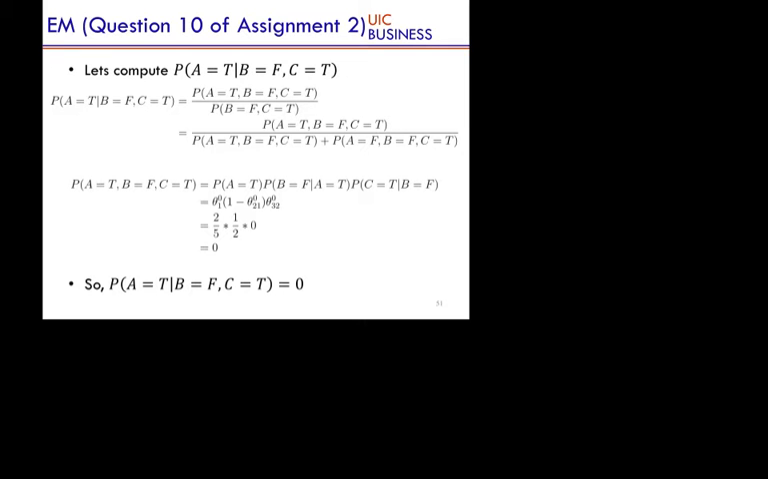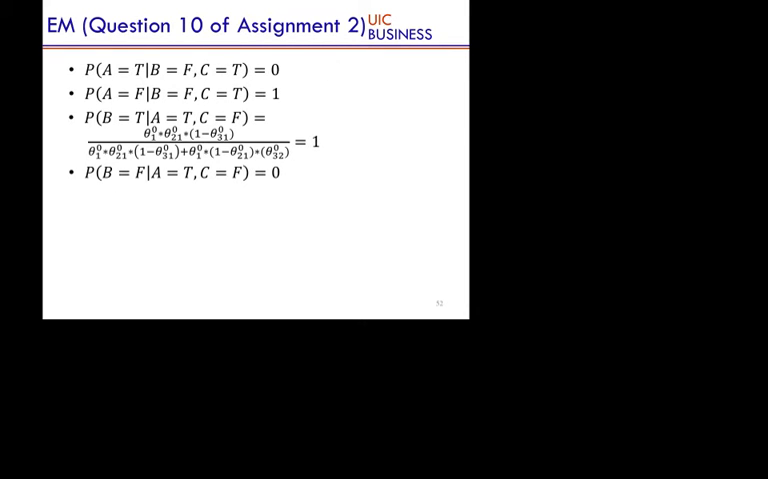So for example, the probability of A true, B false, and C true, which is the numerator, is actually 0 in this case, if you just take those parameters. Similarly, if that is 0, then A can only take 2 values, right? So if one of the values has probability 0, then the other value is going to have probability 1. Okay, so this one is straightforward.